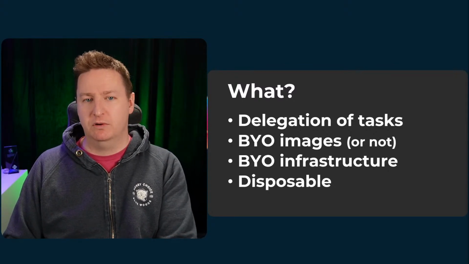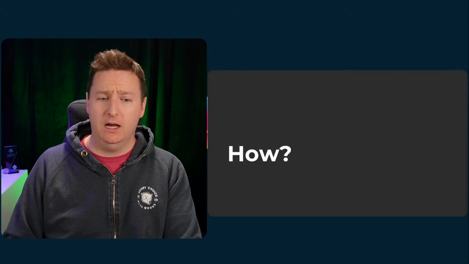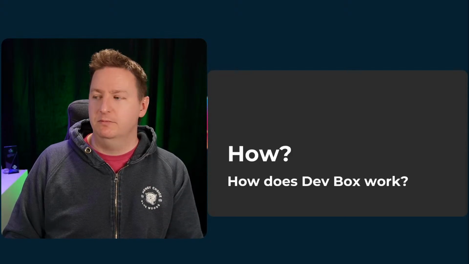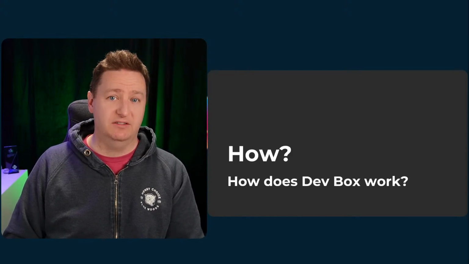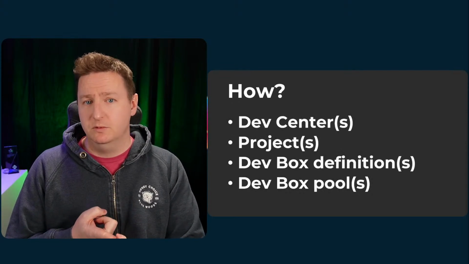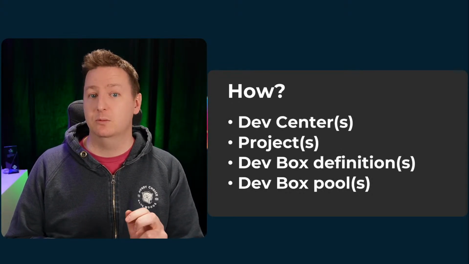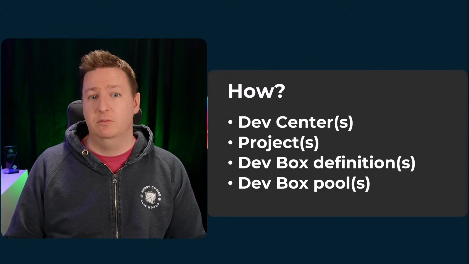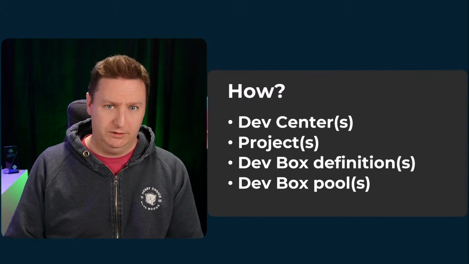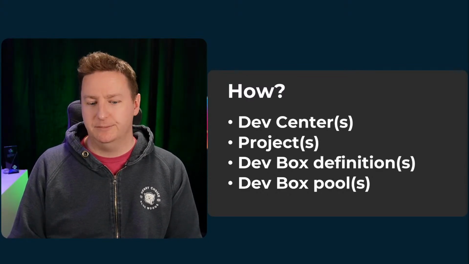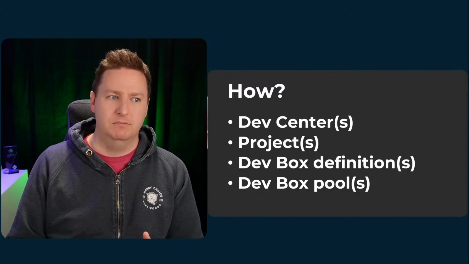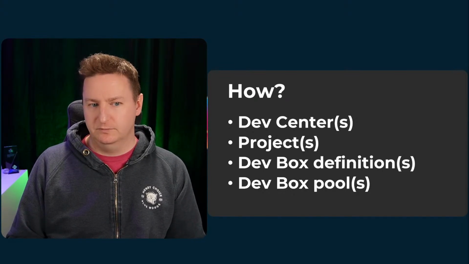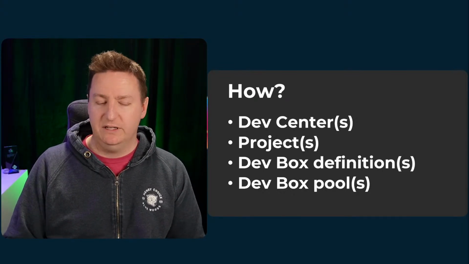So let's move on over to the how. How does DevBox work? You have a couple of central components of a DevBox setup. You have one or multiple dev centers, which contain one or multiple projects. And within the projects, you have one or multiple DevBox pools. And these DevBox pools are put together based on DevBox definitions. So there's a lot of components here, and they fit together in different kinds of ways.